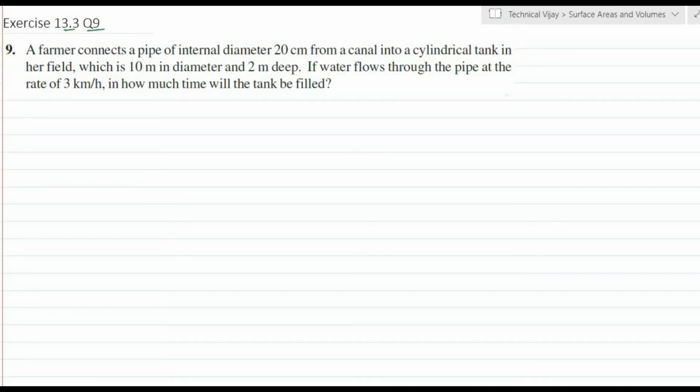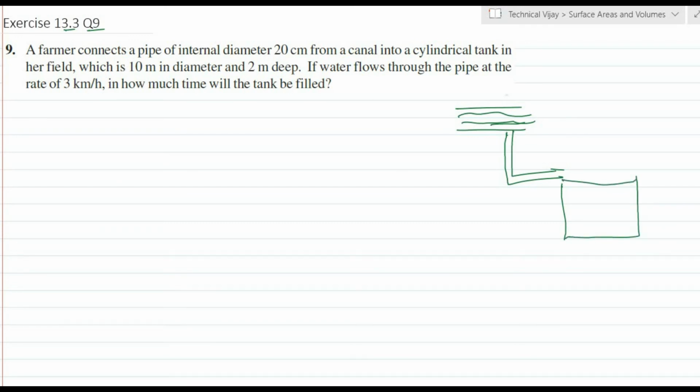Exercise 13.3, question number 9. A farmer connects a pipe of internal diameter 20 centimeter from a canal into a cylindrical tank. So there is a canal, and water is flowing here. He has connected a pipe, and he will pour the water into a cylindrical tank.